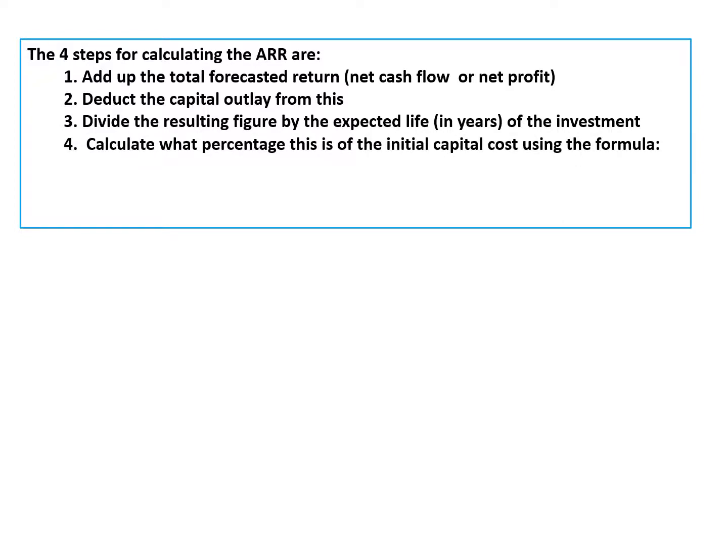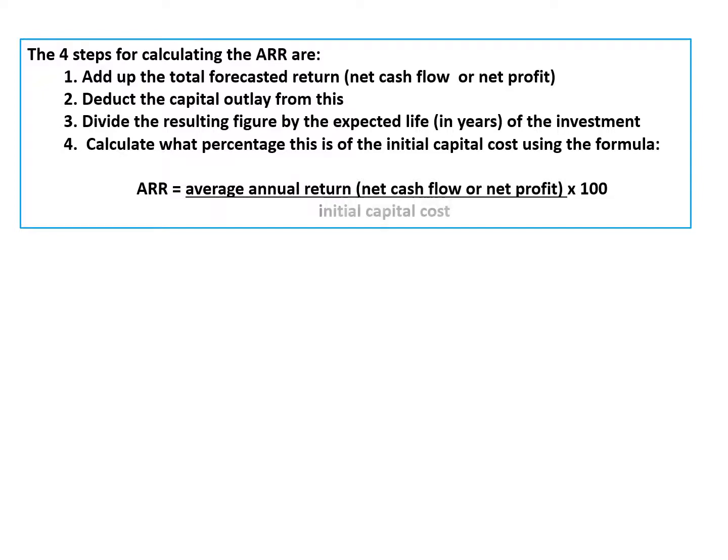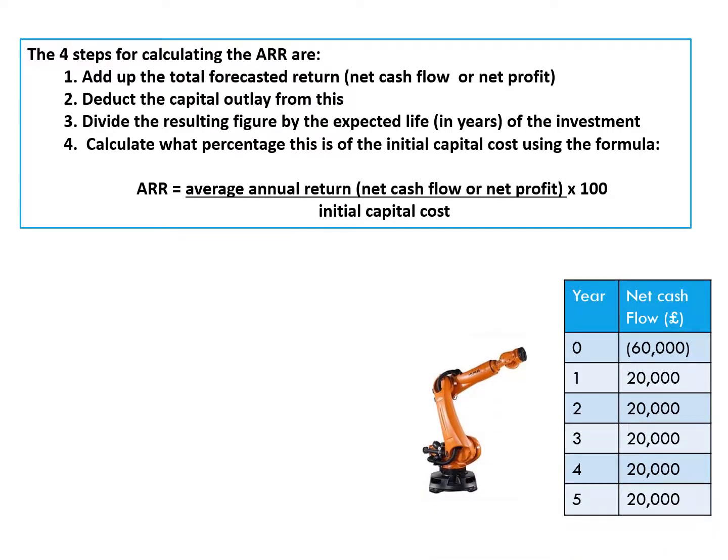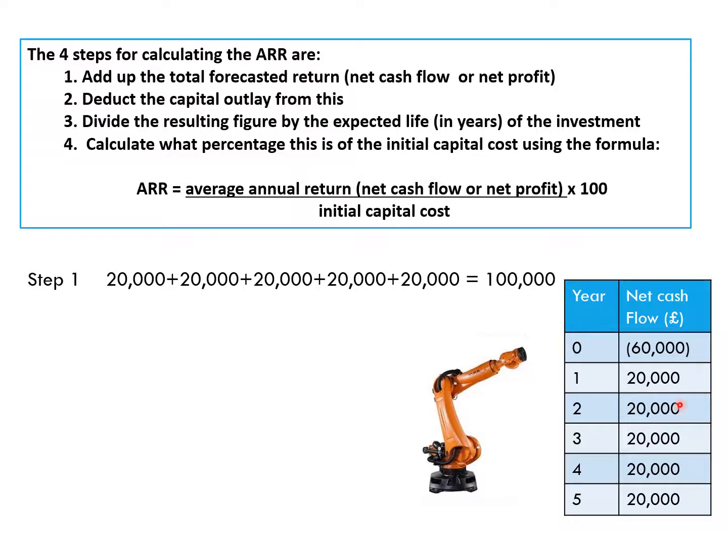The fourth step is to calculate what percentage this is of the initial capital cost, and we do that using the formula below. The average rate of return equals the average annual return divided by the initial capital cost times 100. So let's go through for our robot again. This was the net cash flow figures that we had, and we can see the forecast returns here are 20,000 in each year, and the initial capital cost was 60,000.